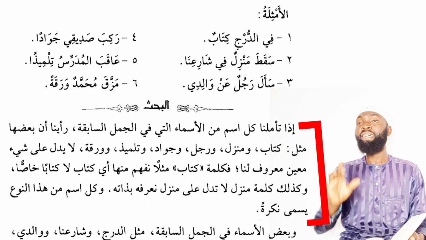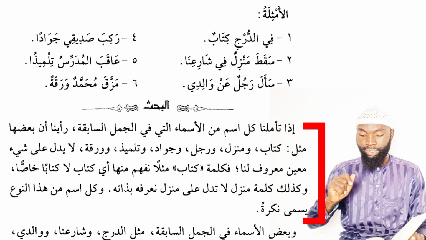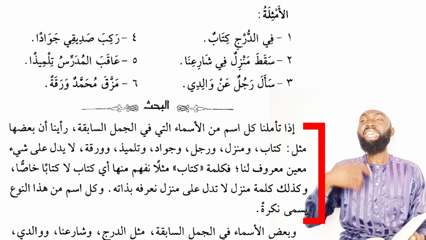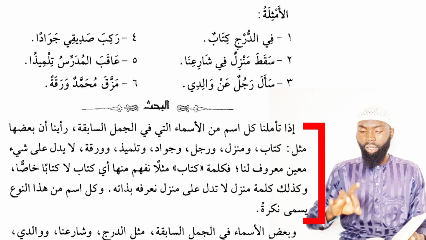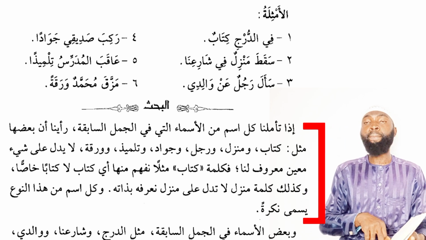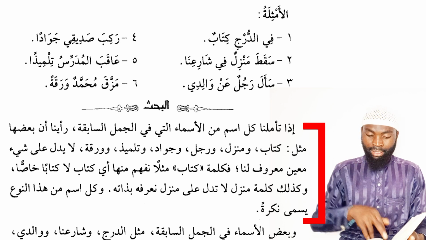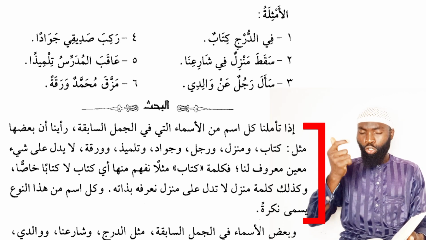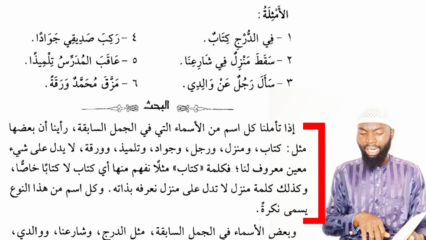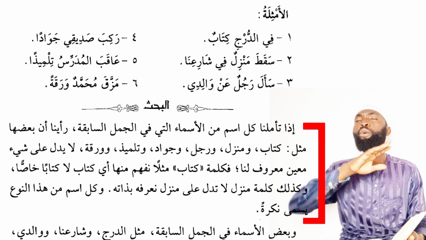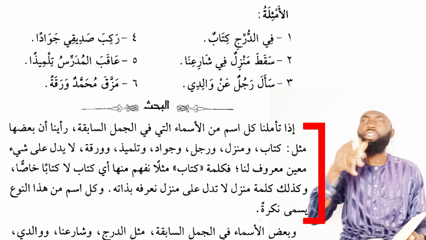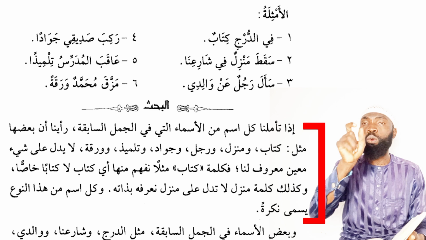Now we have Al-Bahthu, research and deep explanation of these examples. He said, if we are to study each and all of the nouns in the previous sentences, we see that some of them are like the words kitab, manzil, rajul, jawad, tilmidh, waraqa. These words do not point to anything specific known to us. These words are not representing anything that is known to us. They are not detailed about what they are talking about. They are not representing a single thing that we know.